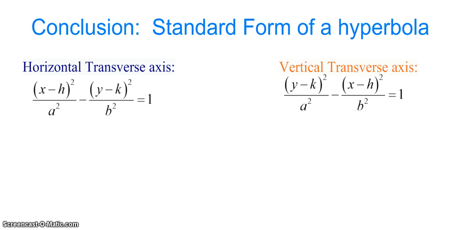Also, don't forget the difference between the ellipse and the hyperbola. A squared plus b squared is c squared for a hyperbola. A squared minus b squared is c squared for an ellipse.